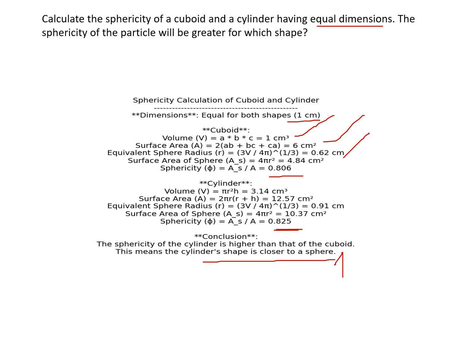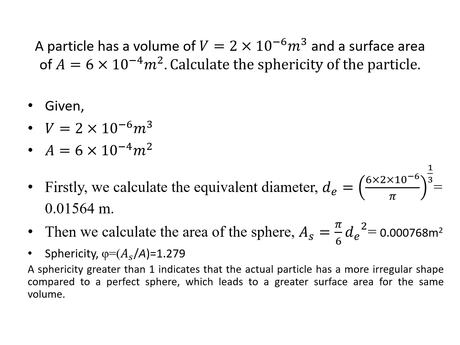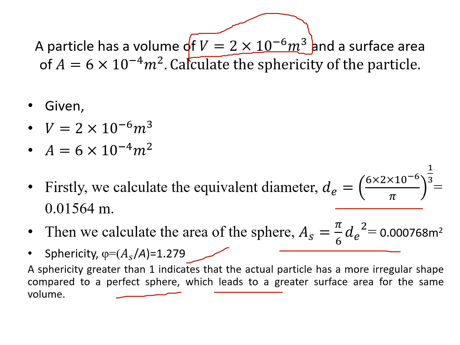There's another problem where we don't know the dimensions of the particle; we just know the volume of the particle and the surface area is given. Similarly, using the formula of equivalent diameter, we calculated this. Here it was given as 1.27. This says that the body is very irregular in shape compared to a perfect sphere. This kind of problem mostly comes in exam numerical problems.